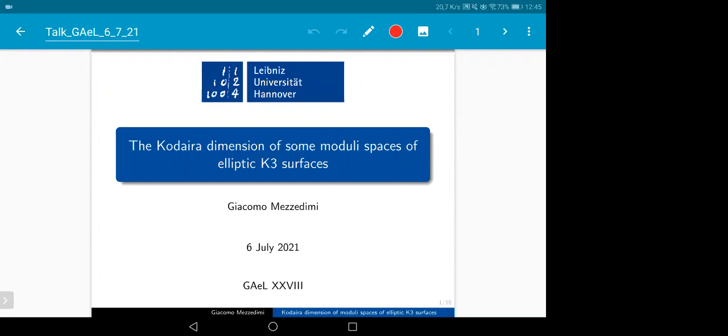I'll talk a little bit about the Kodaira dimension of some moduli spaces of elliptic K3 surfaces. I hope you can hear me well and you can see the slides.